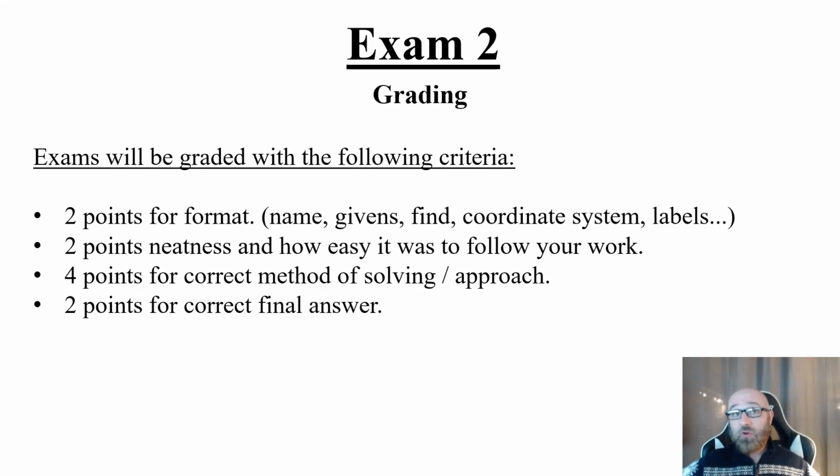Now, as far as our grading rubric for the second exam, same as your homework, same as exam number 1, 10-point scale for each problem, 2 points for your format, 2 points for neatness, 4 points for the correct method or solving approach, and 2 points for the correct final answer.